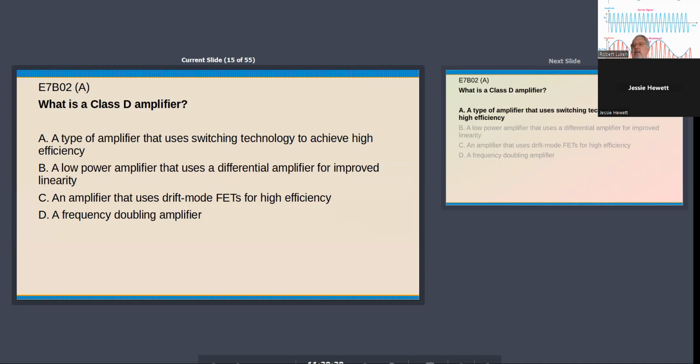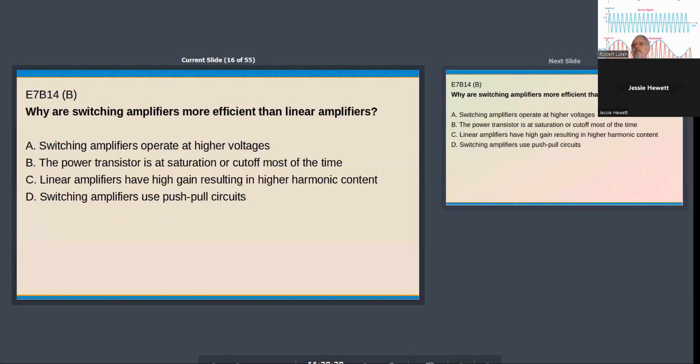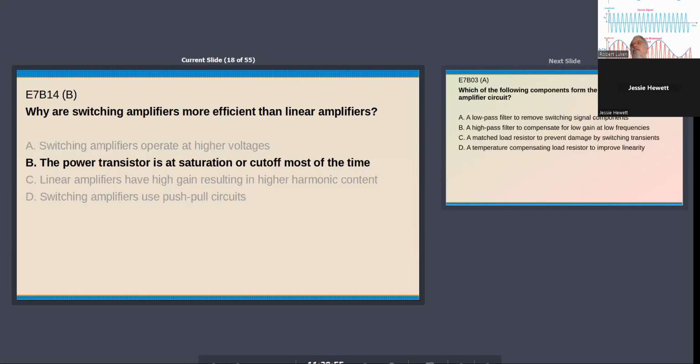So what is a Class D amplifier? It uses switching technology. Why are they more efficient than linear amplifiers? They operate at or near saturation and cutoff most of the time. Right. It's either off or on. And where you get power dissipation in the transistor is when it's somewhere in between.